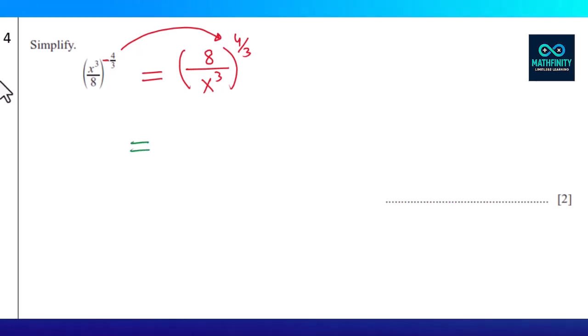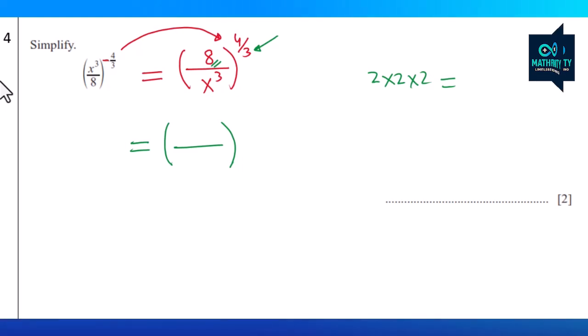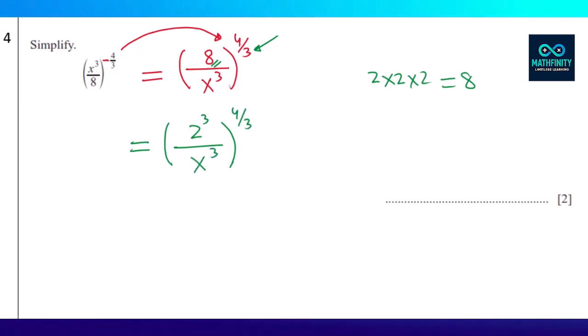Second, we have to find out the factor. What is the denominator here? 3. What is the number here? 8. So you have to think what number, same number 3 times will give you 8. So you have to check 2 times 2 times 2, 2 times 2, 4 times 2, 8. It means in place of 8, we can write 2 power 3 and x power 3 as it.